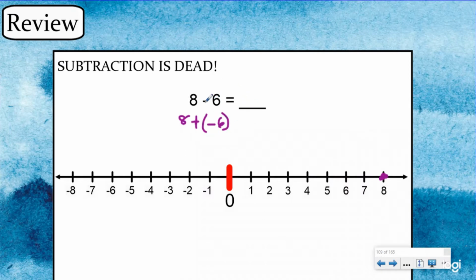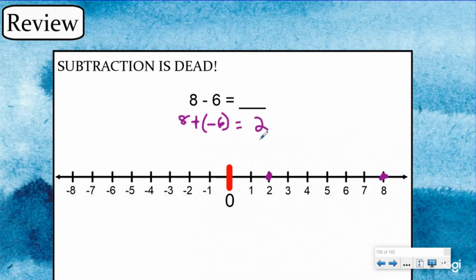So instead of subtracting, we're going to be adding, and what you're doing is adding the opposite. So we change the subtraction sign to addition, and then we want the opposite of positive 6, which would be negative 6. This is how we're going to represent moving left on our number line. 1, 2, 3, 4, 5, 6. And of course, we know the answer is 2.